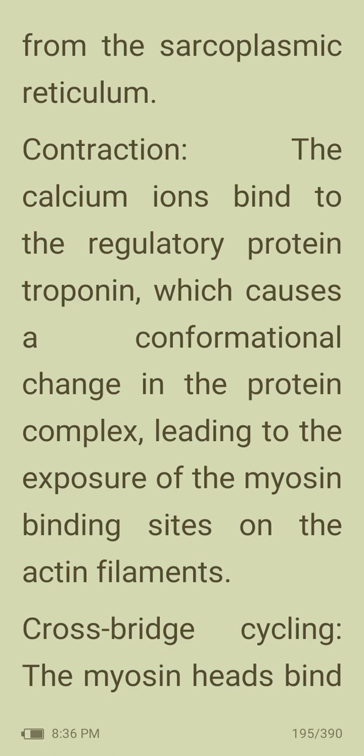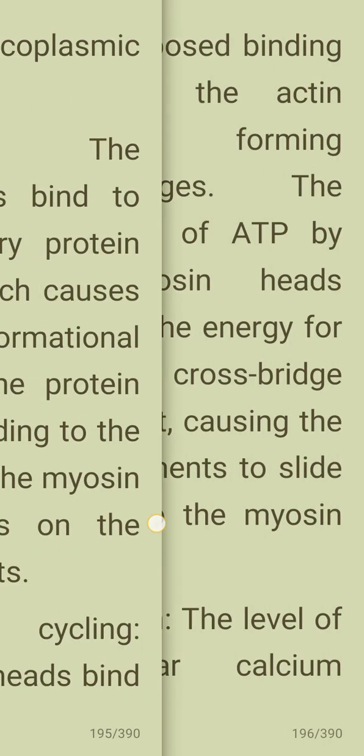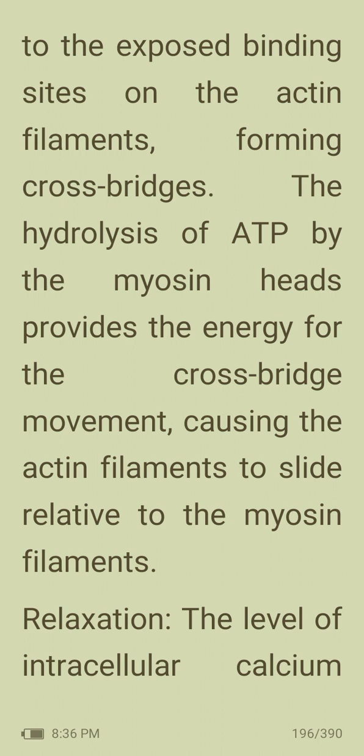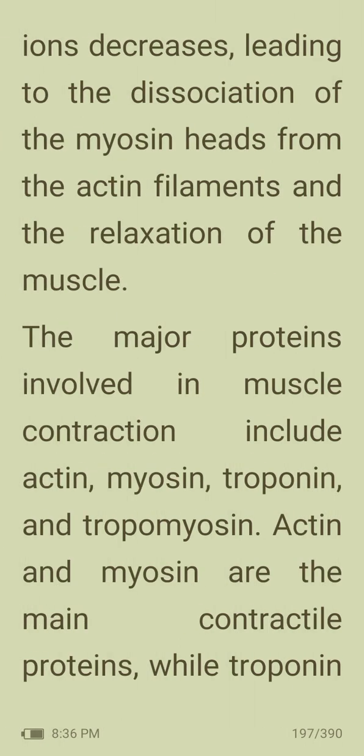Then cross-bridge cycling. The myosin heads bind to the exposed binding sites on the actin filament, forming cross bridges. The hydrolysis of ATP by the myosin heads provides the energy for the cross bridge movement, causing the actin filament to slide relative to the myosin filament. Then relaxation. The level of intracellular calcium ions decreases, leading to the dissociation of the myosin heads from the actin filaments and the relaxation of the muscle.